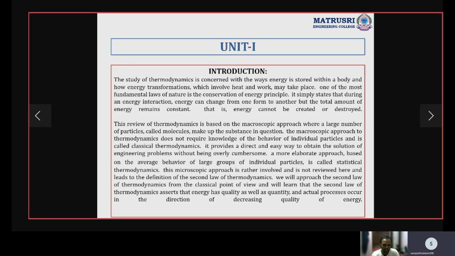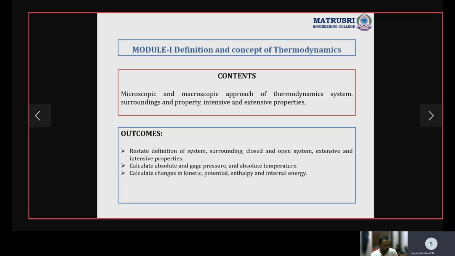One of the most fundamental laws of nature is the conservation of energy principle, which we already learned at school. It simply states that energy can change from one form to another, but the total amount of energy remains constant. That is, energy cannot be created or destroyed. I'll show you with a live example.